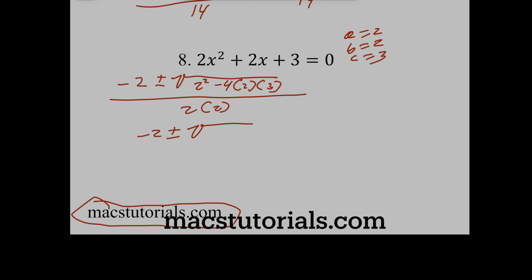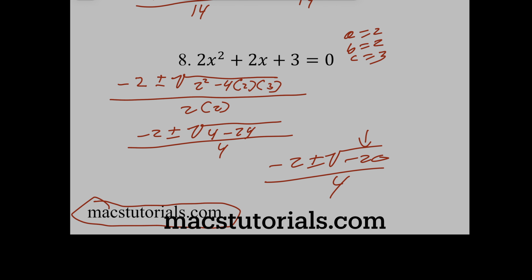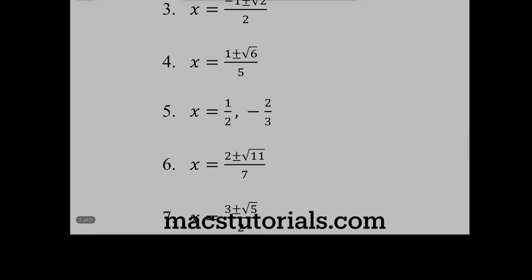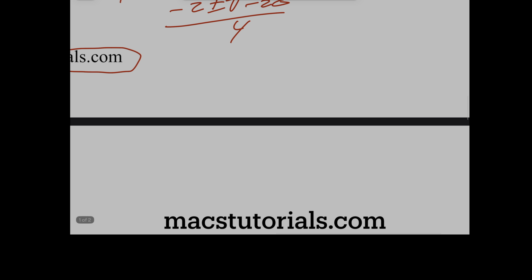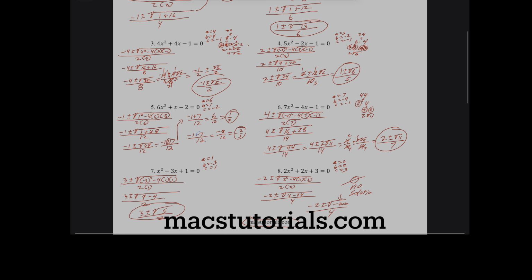Negative 2 plus or minus the square root of 2 squared is 4. Negative 4 times 2 is negative 8. Negative 8 times 3 is going to be negative 24, all over 4. And I'm going to get negative 2 plus or minus the square root of negative 20, over 4. Well, boom. Once I see that negative 20, I cannot do a negative underneath the square root. I just can't do it. So my answer is no solution. Hopefully that says that on my answer key down here, which it does. No real solutions, okay?